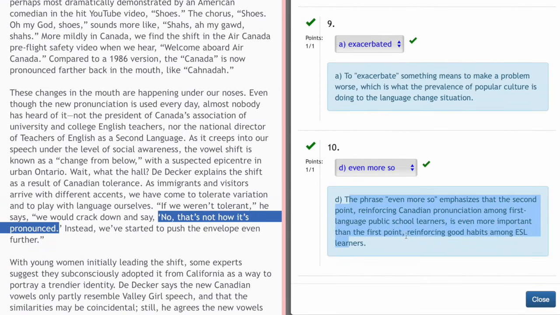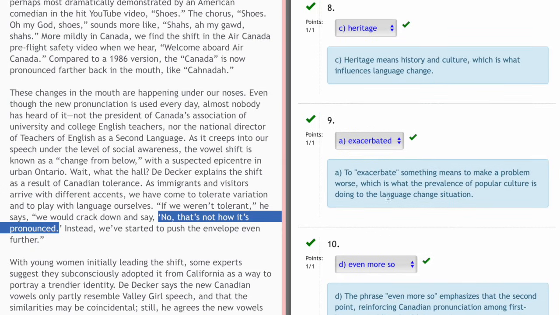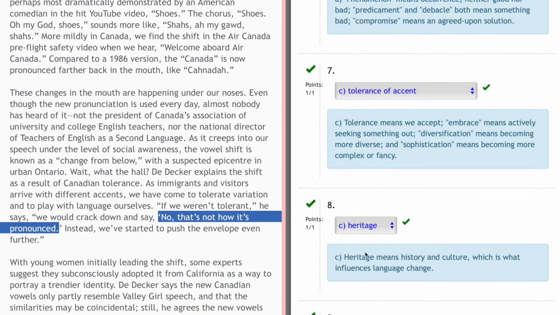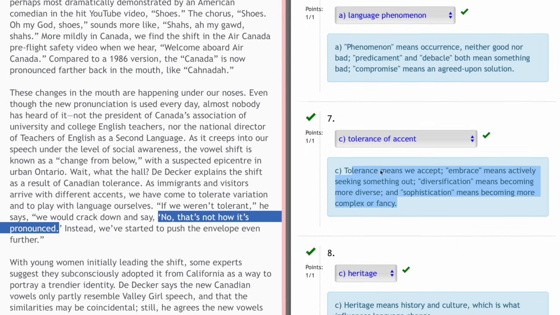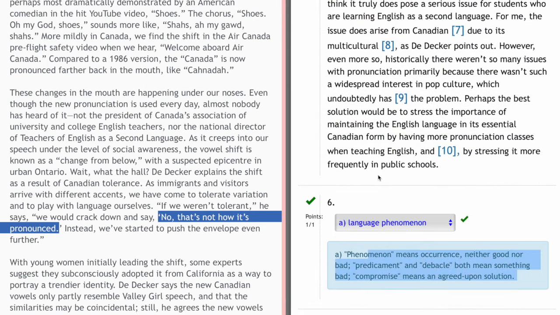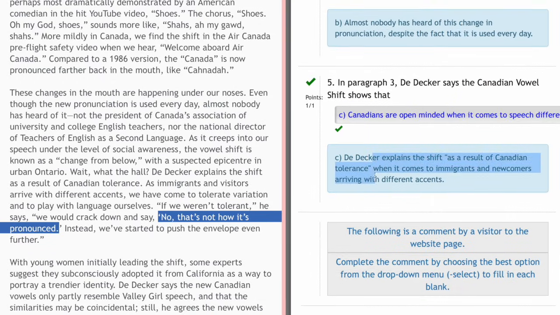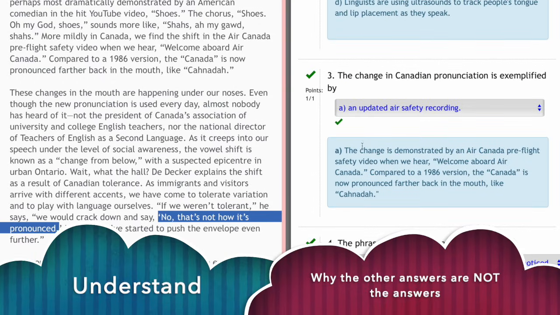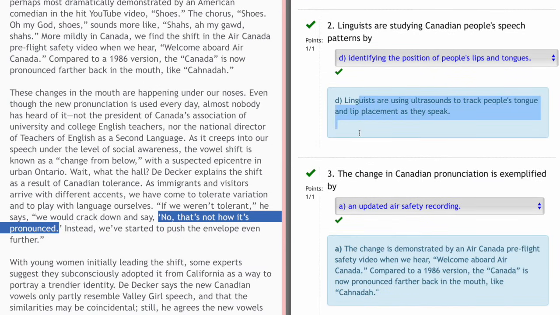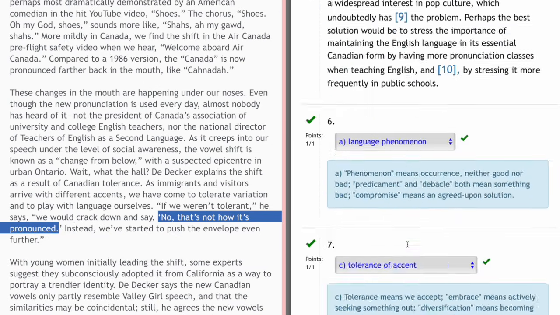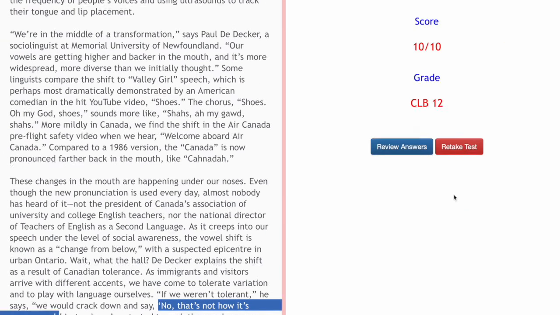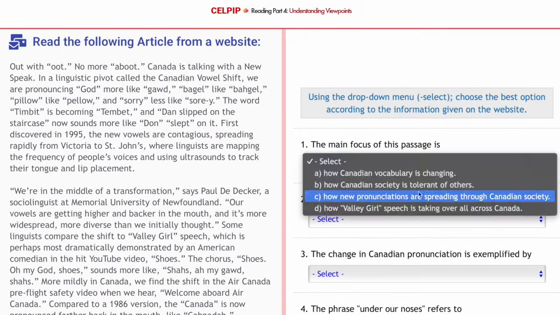And the CELPIP library has some really good explanations for most answers. See, it explains it clearly. And sometimes it explains also why the other answers are not the answers. So that's also very important. We need to understand why the other answers are not the answers. We can go ahead and retake the test and review the other answers. Why are they not the answers? This is very important for improving our comprehension skills, okay?